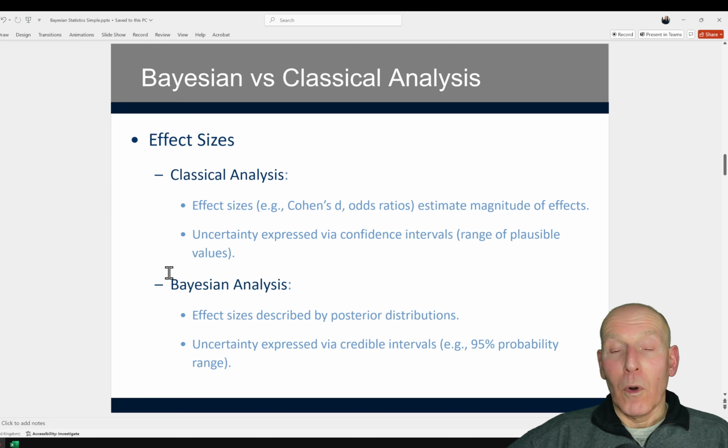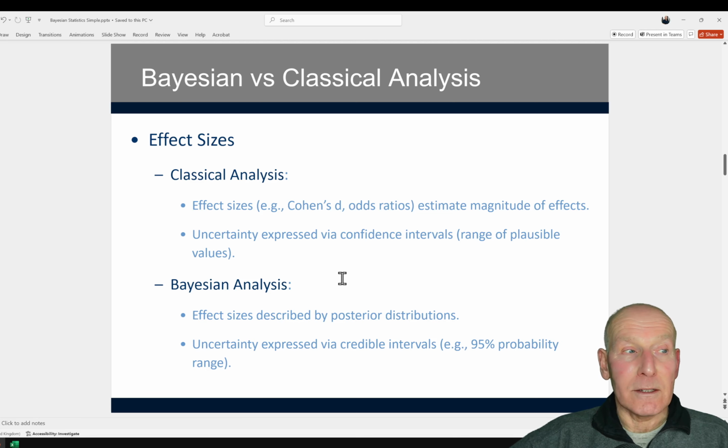So again, one of the other things that you do have in classical statistics is effect sizes, and this is usually represented by Cohen's d, for instance, or an odds ratio, or Pearson's rho, and this estimates the magnitude of the effect. Now again, you get a certain amount of error associated with this particular value, and that is usually related to standard error, which of course is related to the amount of data that you've got, or essentially what your sampling methodology is.